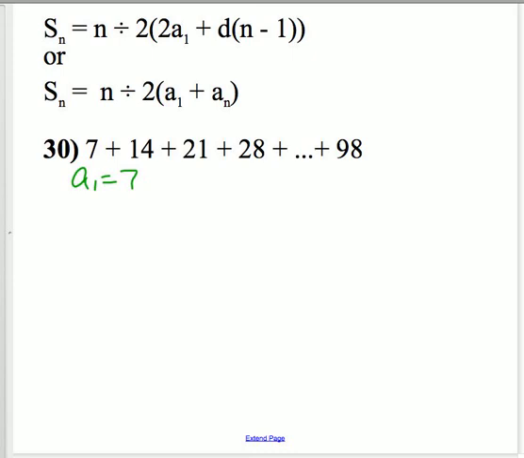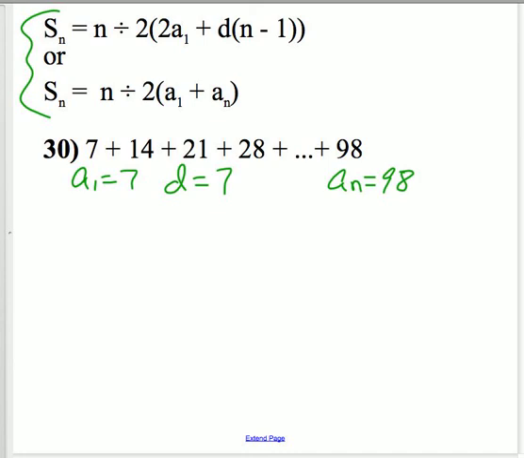I can take a look that as I go from one number to the next, I'm adding 7. So my common difference, my d, is 7. And I can see the very last number that I'm going to add is 98. So I know my first number and my last number. What I don't know, and I need to know, is n, because no matter which equation I use here, I need to know how many numbers I'm actually adding together.